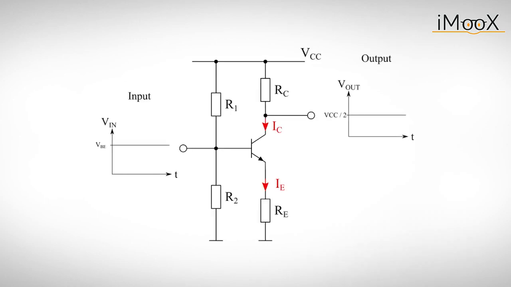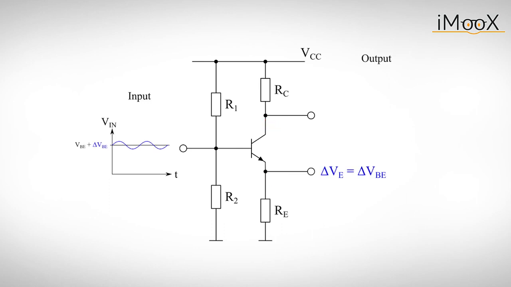Now let's assume that we have already biased the input so that the output voltage is half of the supply voltage. This should guarantee the largest possible output swing for a small AC signal at the input. Now imagine a small AC voltage delta VBE at the input of the amplifier. The emitter will follow the change of the voltage so that delta VE is equal to delta VBE.